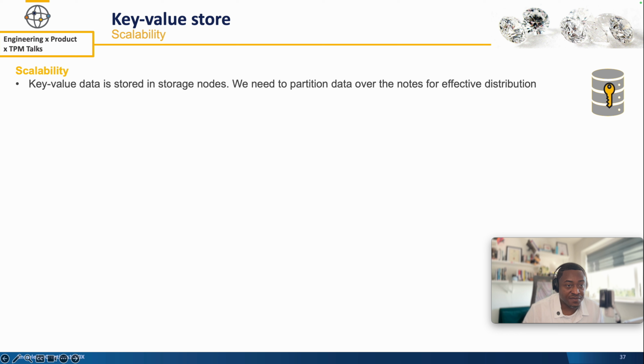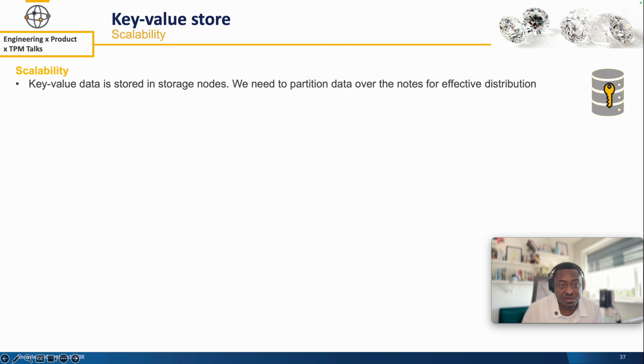So the key value store has to be scalable. So key value data is stored in storage nodes. With a change in demand, we might need to add or remove storage nodes. It means we need to partition data over the nodes in the system to distribute the load across all nodes.